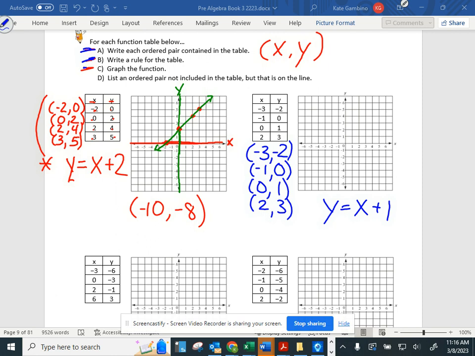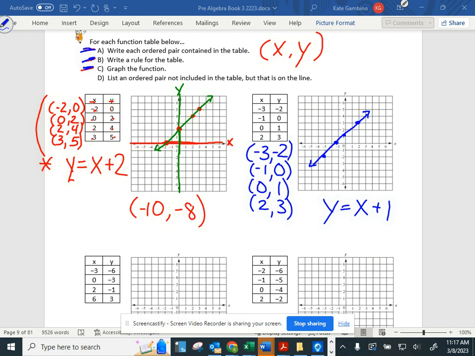If I look at my x, I can see that it's increasing by 1 every time. So now my next step is graphing it. I'm going to graph each of these ordered pairs. -3, -2, -1, 0, 1, 2, 3. I'm going to draw a line connecting them. Put your arrows on the end so we know it's a line and not a segment. And then I need to write an ordered pair that is not in the table.